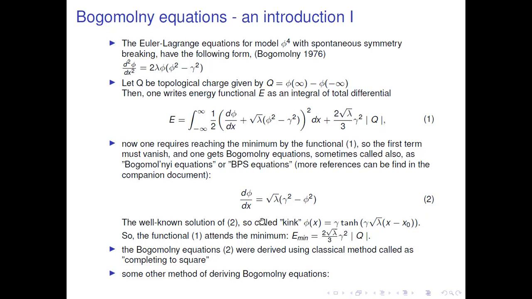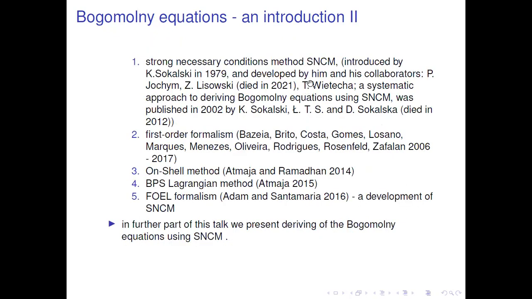Now, these equations can be derived using a classical method called completing the square. This is a very classical method used for about 50 years, but there are some other methods of deriving Bogomolny equations. The strong necessary conditions method, introduced by Sokalski in 1979 and developed by him and his group. A systematic approach to deriving Bogomolny equations using this method was published in this paper. First order formalism, Bazeia, Brito, Costa, Gomes, Lozano, Marques, Menezes, Oliveira, Rodriguez, Rosenfeld, Salafan. Ansatz method, Atmaja, Ramadhan, BPS Lagrangian method, Atmaja, first order Euler-Lagrange formalism, Adam and Santamaria.